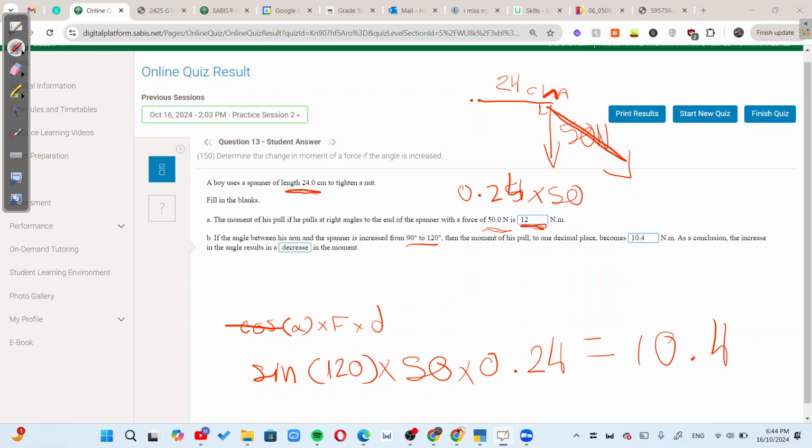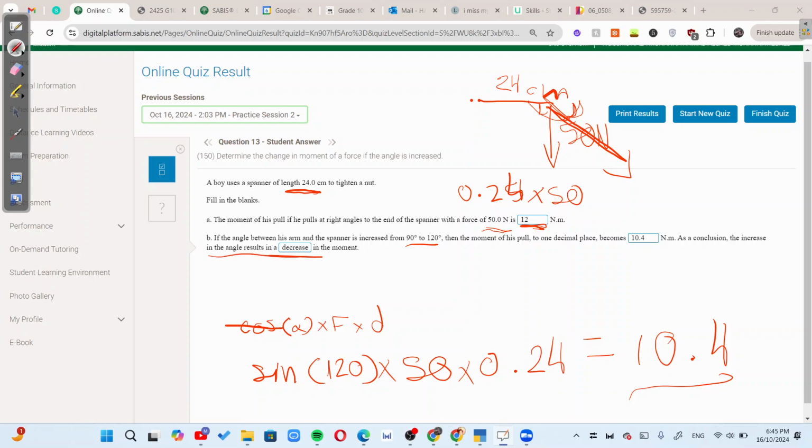So it's either you find the horizontal, which is this, and do cosine of, wait, what's it gonna be? Here it's 120, so this is gonna be 60. So you could do cosine 60. Let me just try it really quick because I know I didn't try it yet. I usually do sine times 50 times. Yeah, don't do cosine 60. I messed up the angles. Just do sine 120 times 50 times 0.24 and you're gonna get the right answer.